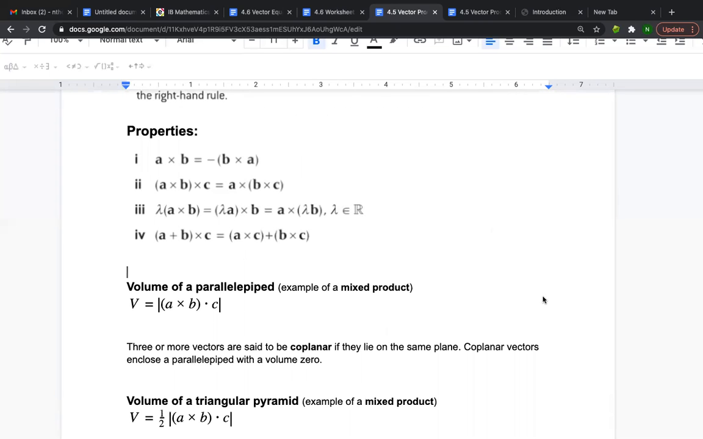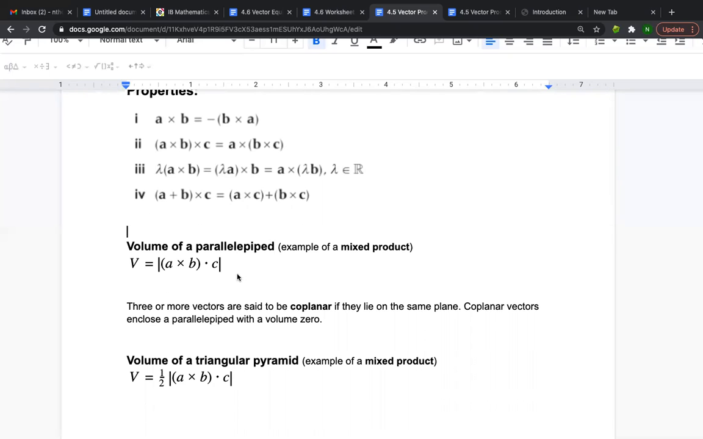The volume of a parallelepiped is here. It's an example of a mixed product. It's called a mixed product because it has both a cross product and a dot product in it. So 3 or more vectors are said to be coplanar, meaning they lie on the same plane. You can do a proof of that by using this volume of a parallelepiped formula and setting it equal to 0, because it would just be a flat parallelepiped, which would be one plane.